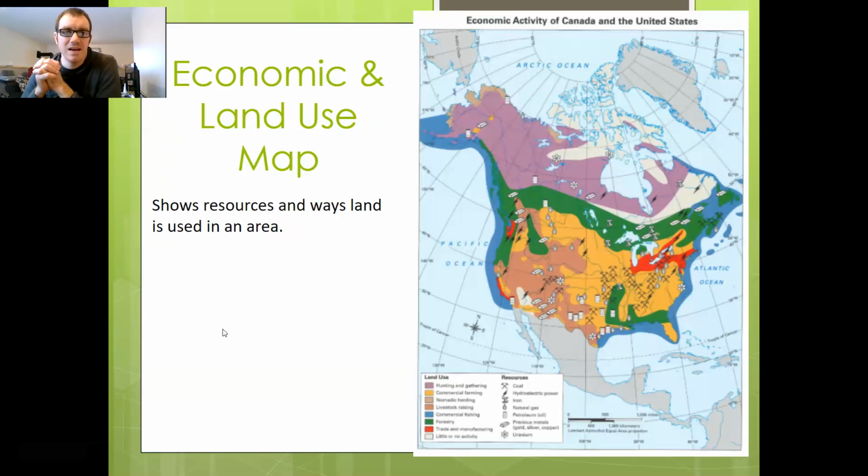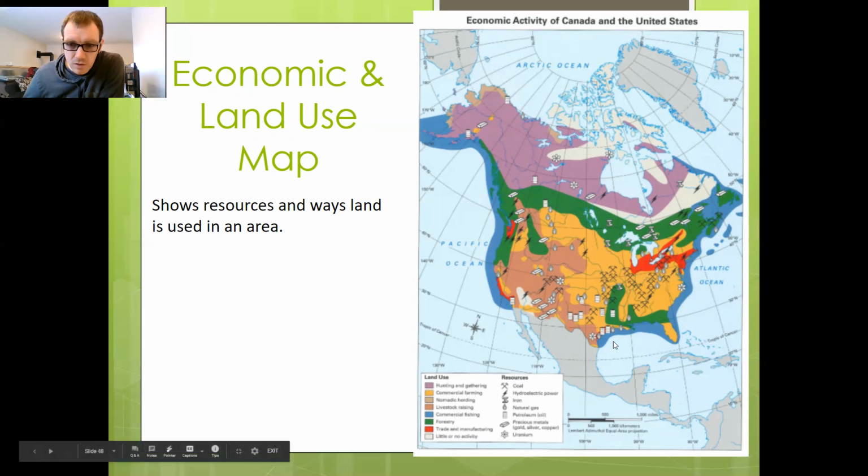And the last one is the economic and land use map. It shows you two things. Usually it'll show you the resources that are available, and also shows you the ways that resources are typically used. Great maps to understand different countries and how they're gaining money, how they're getting resources, things like that. And so if you look at the United States in this map, you can tell a few things here. Down in the south here, we have petroleum oil. And so obviously that's important to that area. Whereas over here, we have a lot more mining. You have a lot of mining near the Appalachian Mountains, which makes sense. So a lot of different things like that.